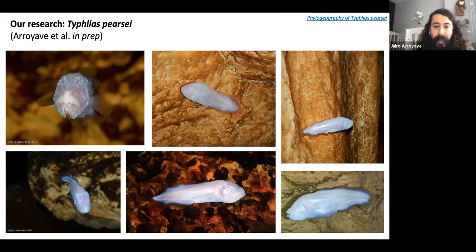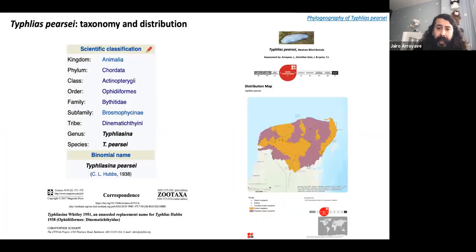Now, in addition to Rhamdia, we started working with Typhlias, the Mexican blind brotula, very photogenic, as you can see in these beautiful pictures from a couple of cave divers that have been assisting me in this work. Basically, the idea was to conduct a very similar study. We have this species that is widely distributed in the peninsula, is endemic to the peninsula, is not found anywhere else. Most likely, this is derived from a marine ancestor because this group is primarily marine.